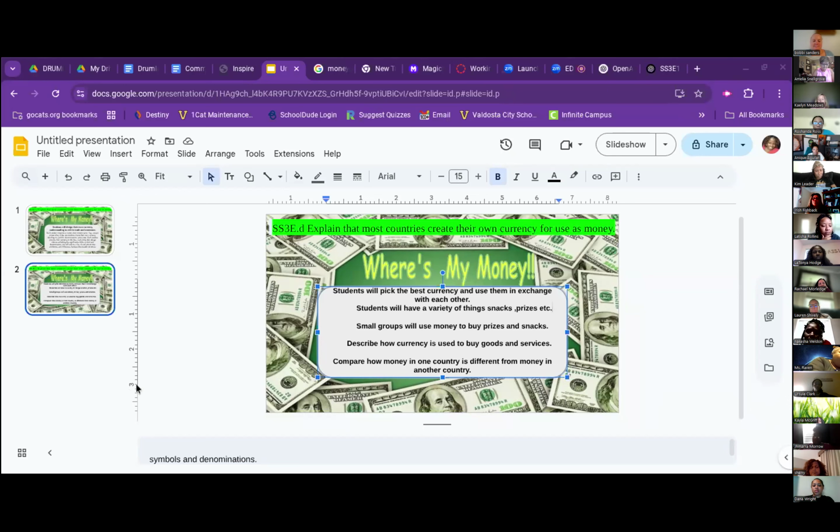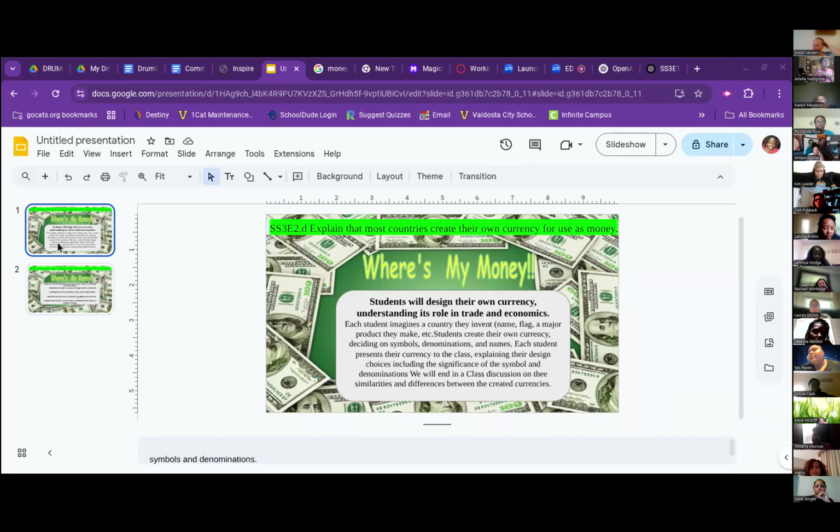Okay. The standard that I used was SS3E1, and that explains how most countries create their own currency and use it for money. The activity I picked was to have students design their own currency, understanding its role in trade and economics. Each student imagines a country that they will invent. They'll create their own country, and then they'll create their own currency. And we will break up in small groups and allow the children to kind of pick and choose which is the best money to use.